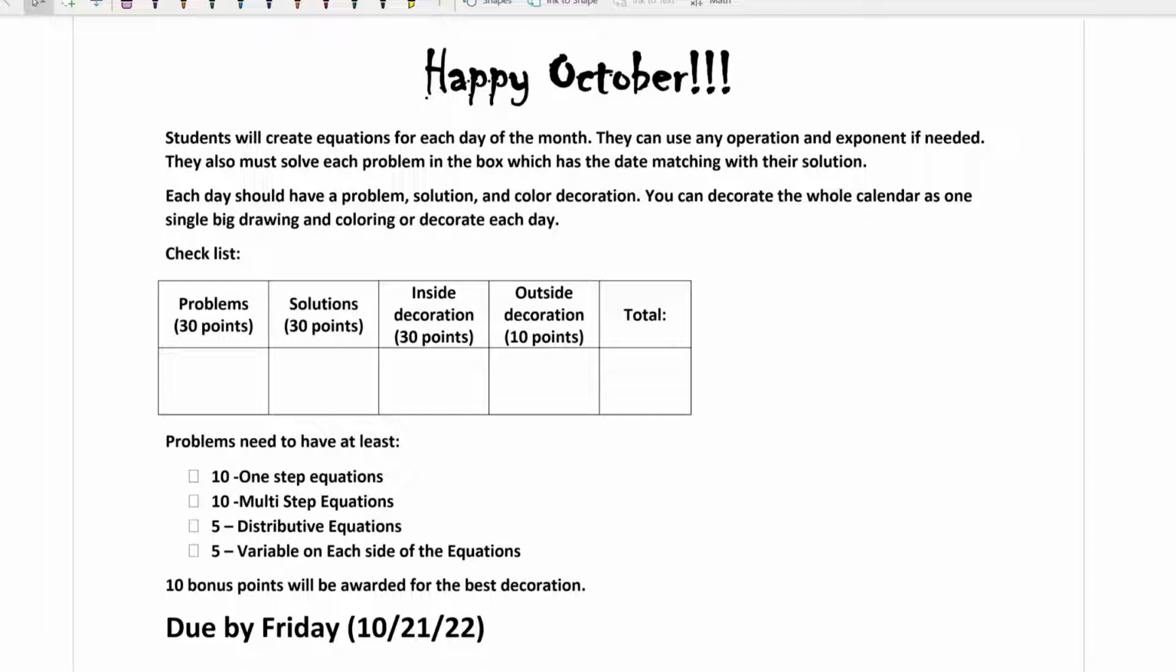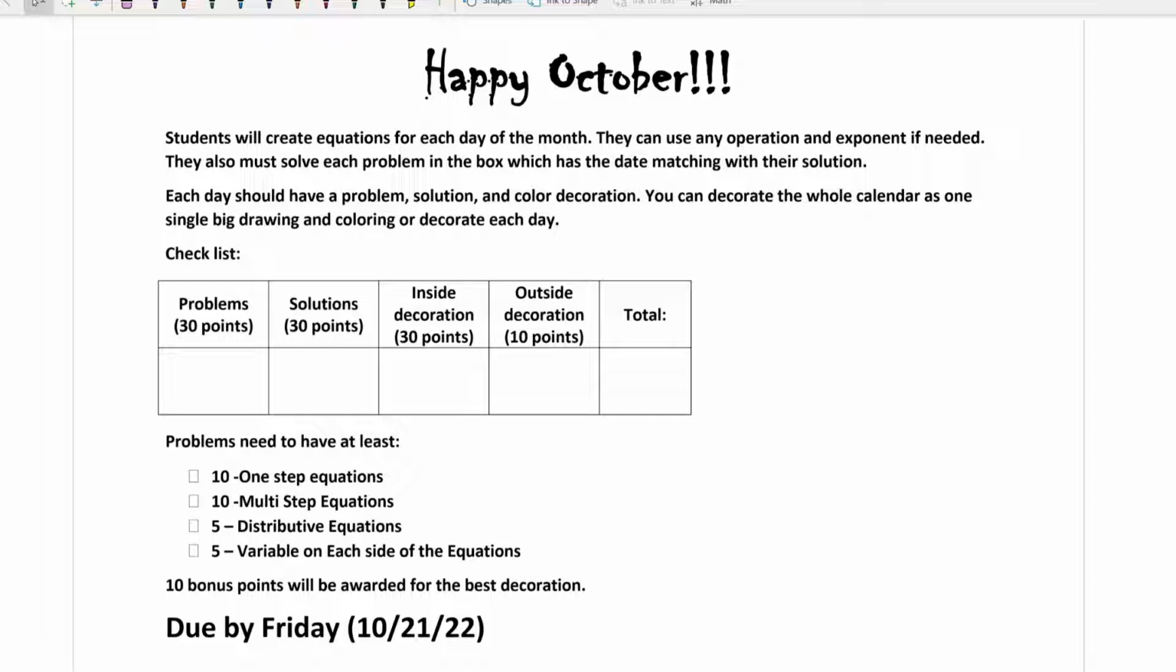Here's how your project will be graded. Problems: if you have 30 problems, you have 30 points. You have a solution in there, 30 points for the solution. Inside decoration: if you decorate the box, that is 30 points. The outside decoration, which means the edges or the top of the calendar, where you see October 2022, you have to decorate as well. Basically, the whole calendar should be covered with color pencil, or whatever you want to use to decorate.